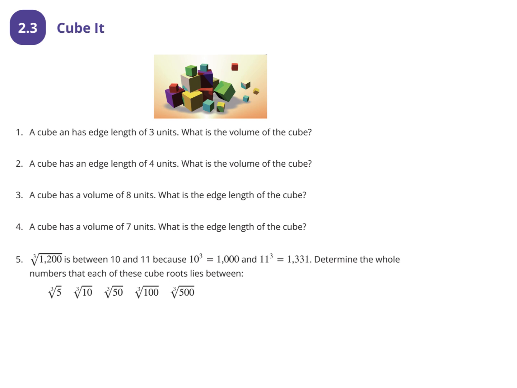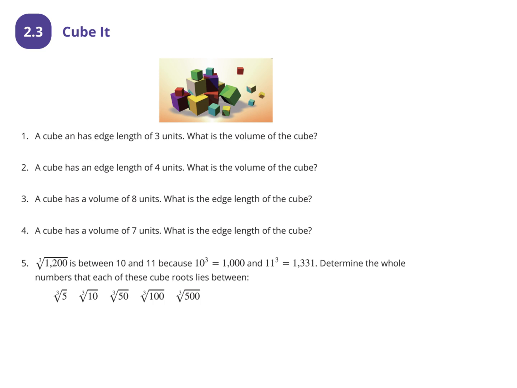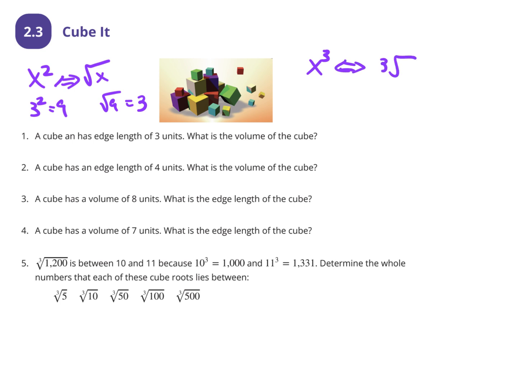Just like squares and square roots are opposite. So if we take something and we say x squared, the opposite of squaring something is taking the square root of it. Okay, so 3 squared equals 9. The square root of 9 equals 3. You have cubes and cube roots. Cubes deal with volume. So x cubed is the opposite of the cube root.